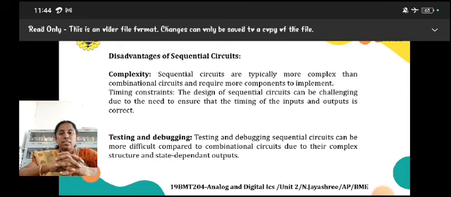Timing constraints, in the sense that the design of the sequential circuit depends on the previous input, so it needs more time to develop the design. Since the timing and circuit are complex, testing and debugging are very difficult in sequential circuits.